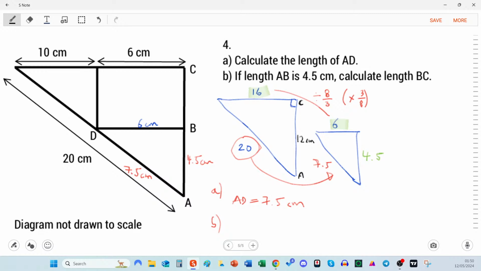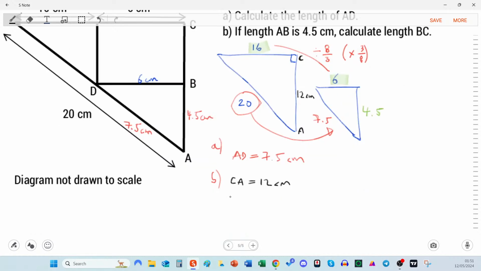centimeters. So we can see that CA is 12. And we know that we're after BC, which is equal to CA subtract AB. And we just found CA was 12. We were told that AB was 4.5. And so BC is 7.5. A lot of 7.5s going around.